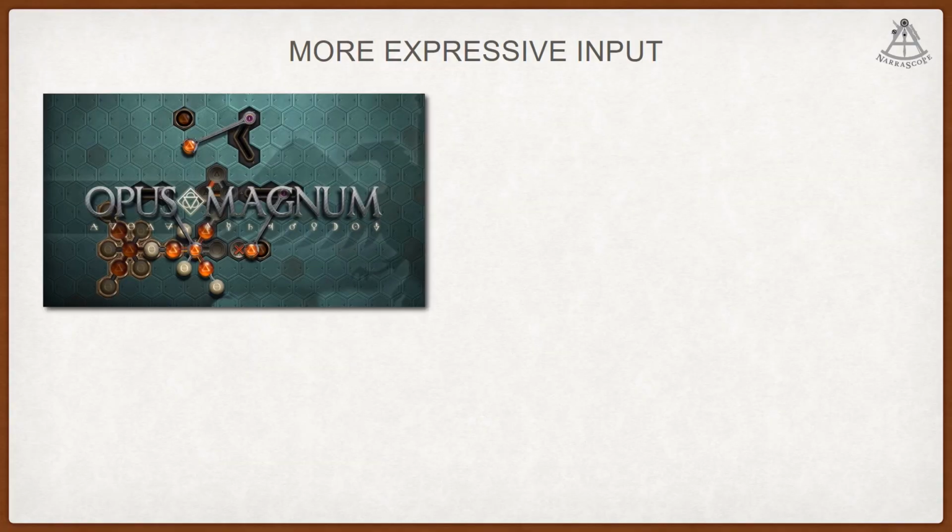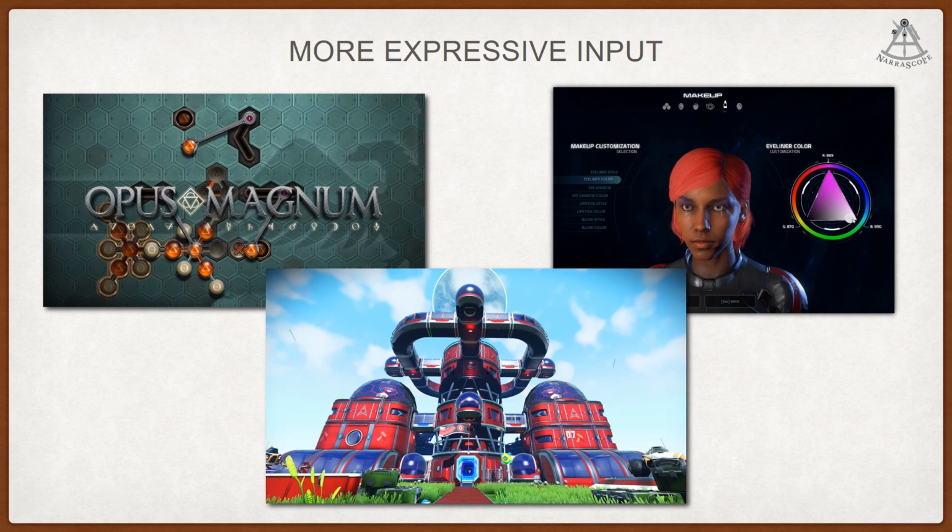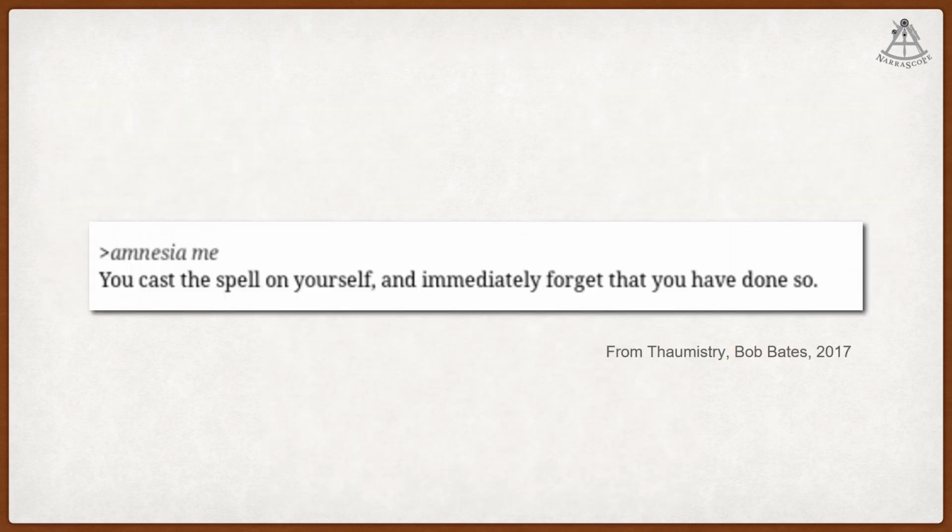And other genres of games outside of narrative-focused games definitely do this, right? So Opus Magnum that I mentioned earlier lets you build these amazingly complicated machines to solve these problems, and you feel really smart and creative for having built them. Any game that has a character creator or lets you build bases or whatever is letting you be expressive. We're less used to seeing this kind of thing in narrative games, although a lot of the people here at Narrascope are exceptions.